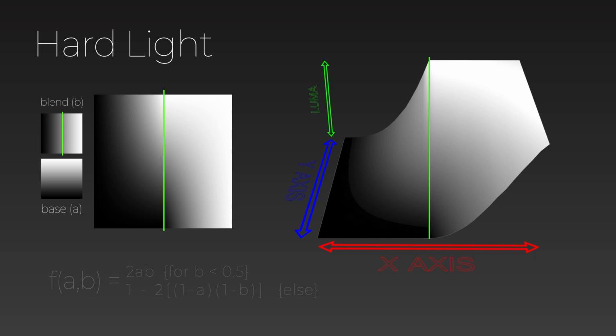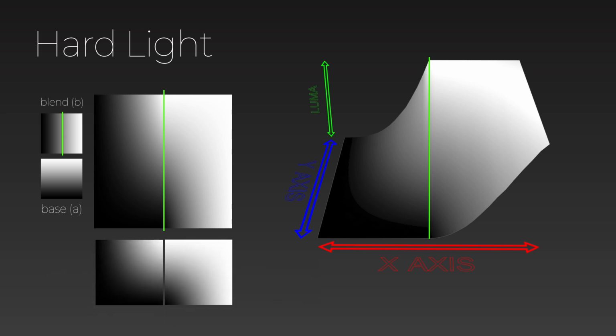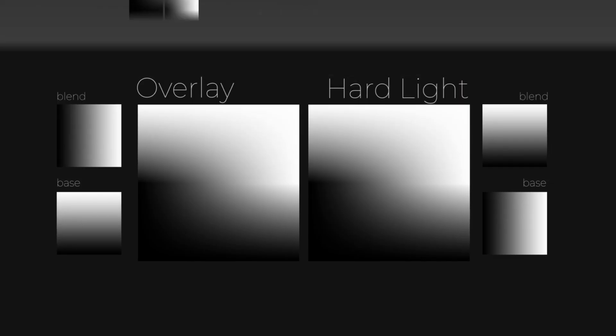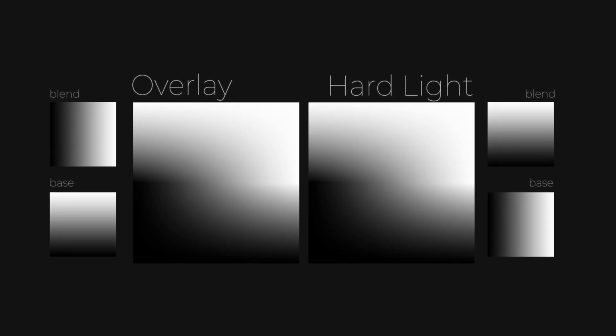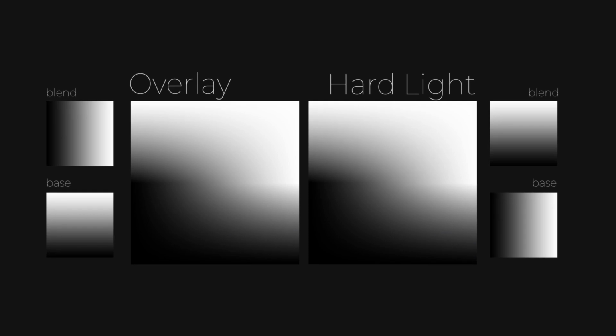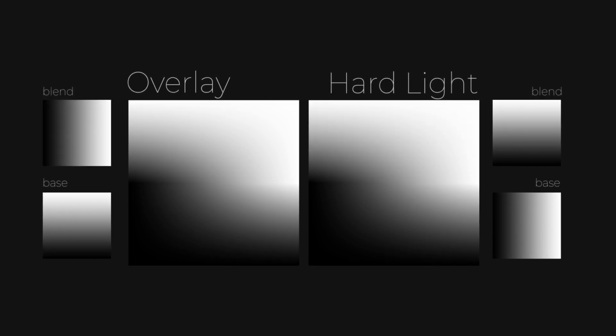On the left side, or darker side of the middle gray, you see multiply. And on the right side of the middle gray line, you see the pattern for screen. The hard light mode would yield the same results as overlay if you switch the blend and base layers, which makes sense because the only difference between overlay and hard light is which layer is referenced for middle gray.